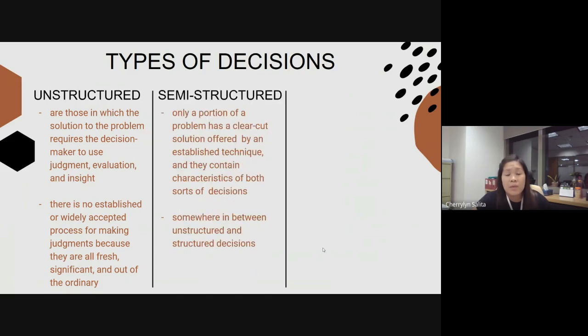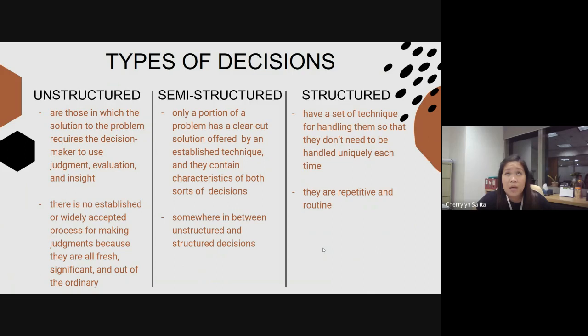The second type is the semi-structured. So dito, based on our diagram, it's the middle management na gumagawa ng mga decision na to. So only a portion of a problem has a clear-cut solution offered by an established technique, and they contain characteristics of both sorts of decisions. So it's somewhere between unstructured and structured.